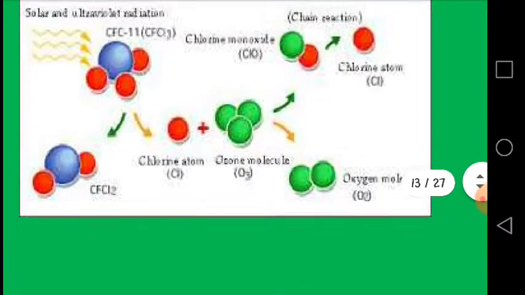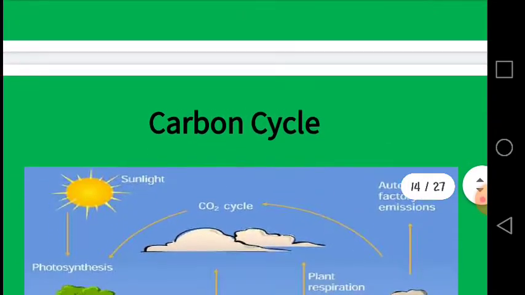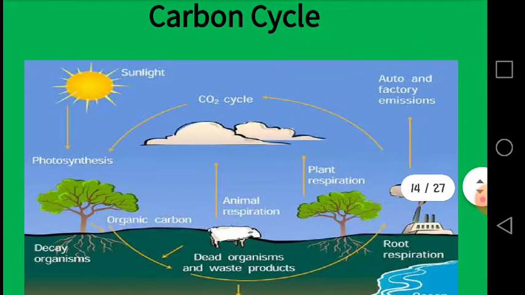So we have to reduce the use of such gases which are going to attack the ozone molecules and become the cause of the depletion of the ozone layer. After having this understanding about the ozone layer, now we are moving towards the carbon cycle.